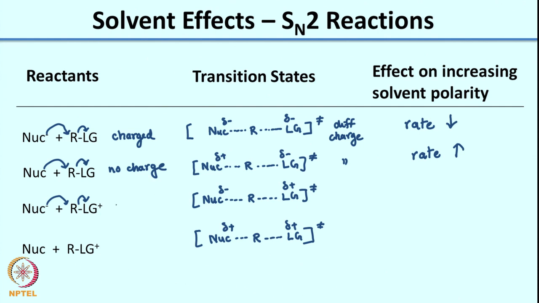In the third case, reactants both are charged, transition state, diffuse charge, again the reactant will be stabilized more, so rate will decrease. And in the last case again, reactant is charged, transition state has diffuse charge, so the rate will decrease. So now this gives you the general overview of how the solvent polarity can have an effect on an SN2 reaction.